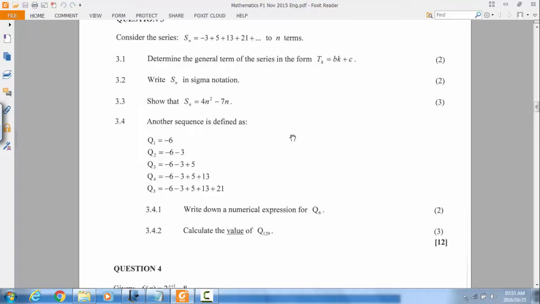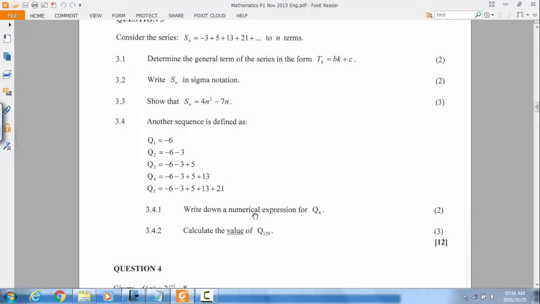The next question here says, another sequence is defined as q1 equals 6, q2 equals that, q3 equals that, q4 equals that, q5 equals that. Now hopefully you notice that all that they've done is they've changed the first term. So they've said minus 6 is the first term, then minus 3. So here we had minus 3, 5, 13, 21. Now they have minus 3, 5, 13, 21. But they've added this minus 6 as our first term. So that's the only difference they've done. So effectively, it's the same thing as what it was before. The only difference is they've added one extra term at the beginning.